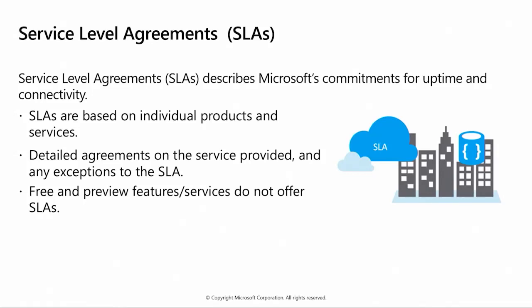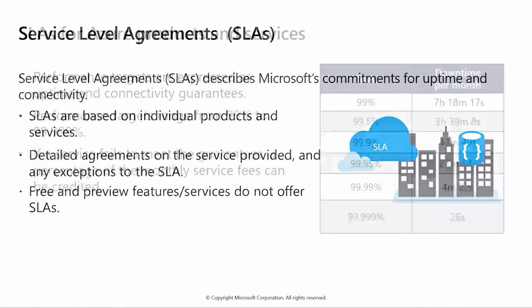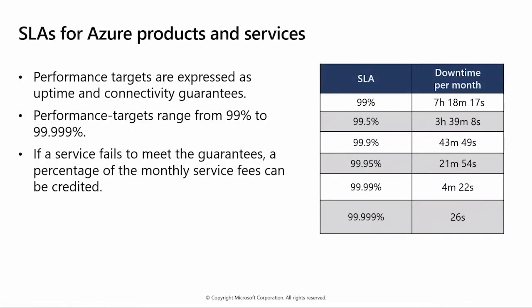Now, one thing to know is that every single service has its own SLA associated with it. So it's not just one general SLA. But free and preview items do not offer SLAs. So this does not apply to free and preview. So let's look at what some of those SLAs are. An SLA can range from 99% up to what we call 5 nines, so 99.999%.